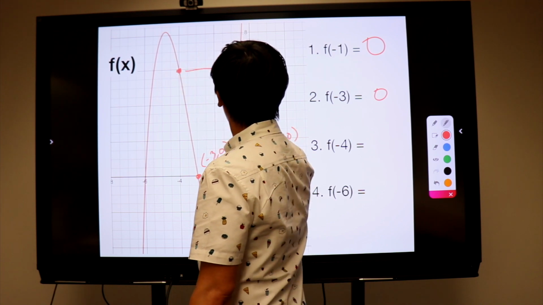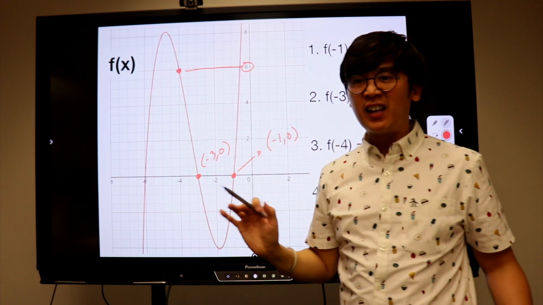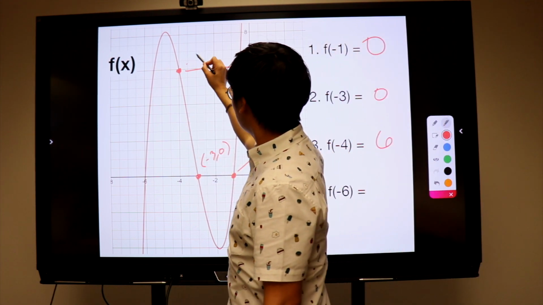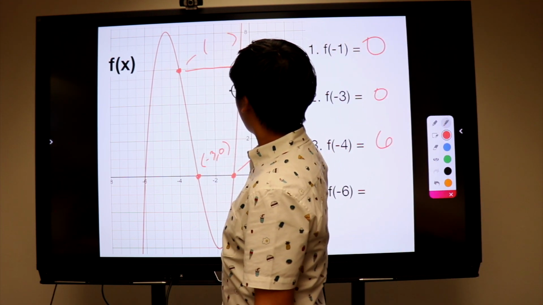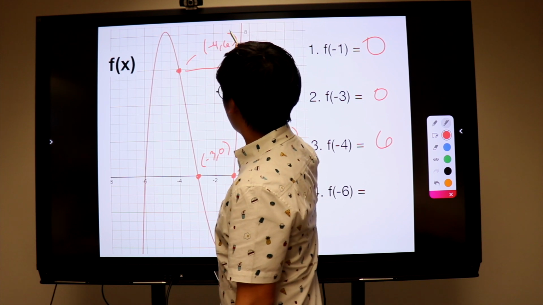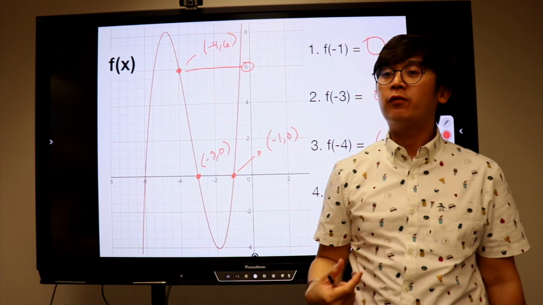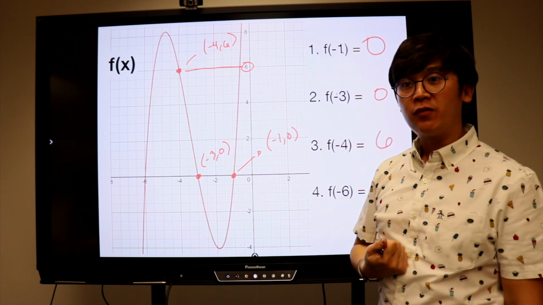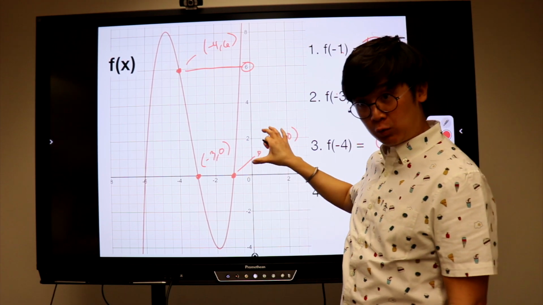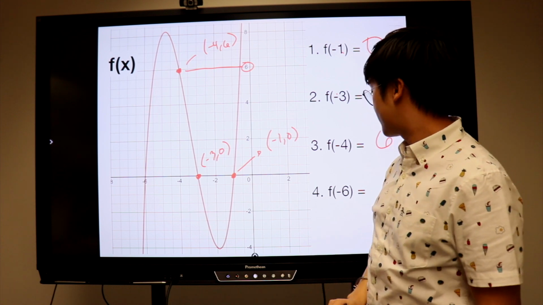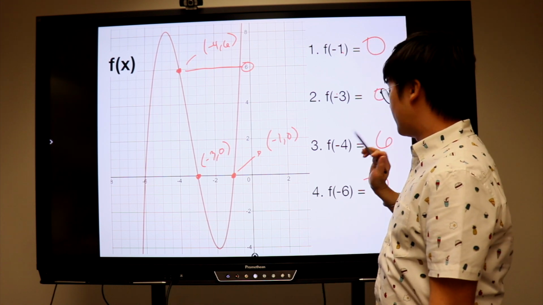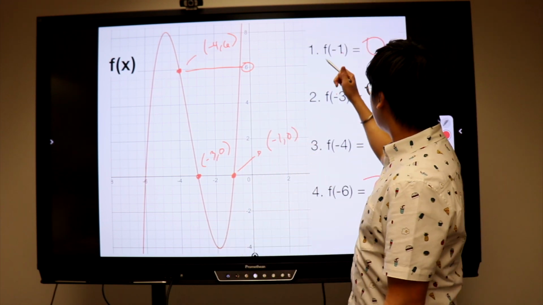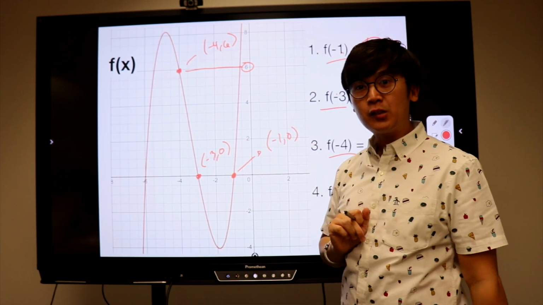About 6, right? Good job. So this one is what? Negative 4, 6. And that's basically what you're solving when you're finding the values of y, but this time visually. F of negative 6, 0. So we're clear? So that's how simple finding these problems is.